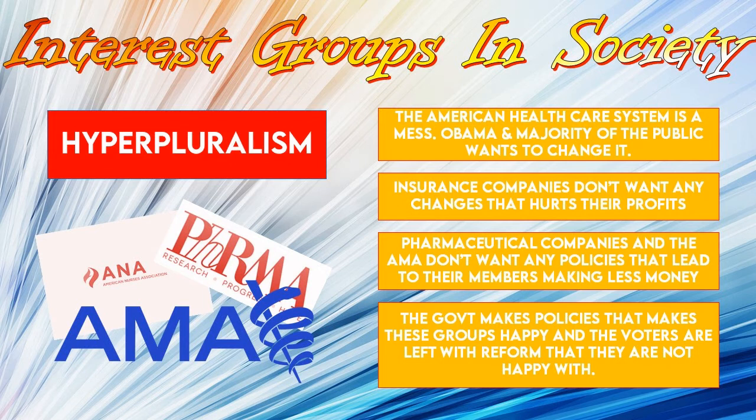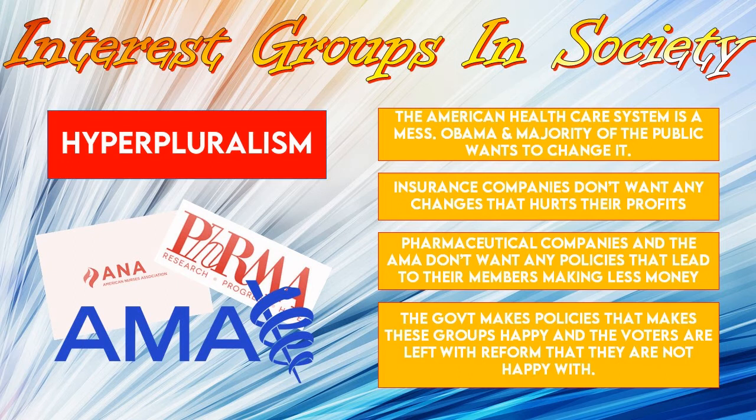But we've got to deal with lots of different interest groups. Insurance companies have powerful interest groups, and they want to make sure that none of these changes hurt their profits. Pharmaceutical companies represent companies that make medicine. They have huge interest groups that are very powerful, have lots of money. The AMA, the American Medical Association, is an interest group for doctors that we'll talk about. They want to make sure that their people don't end up making any less money.